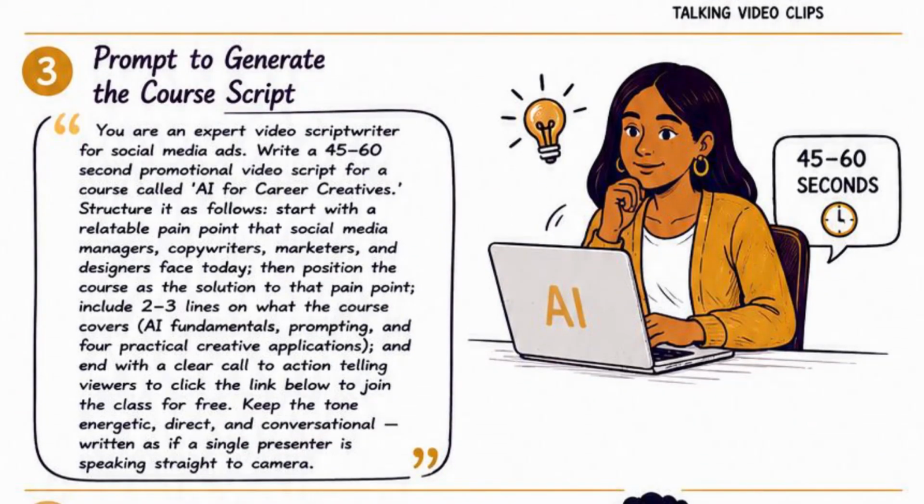Here is a prompt to generate the course script. You are an expert video script writer for a social media ad. Write a 45 to 60 second promotional video script for a course called AI for Career Creatives. Structure it as follows. Start with a relatable pain point that social media managers, copywriters, marketers, and designers face today. Then position the course as a solution to that pain point. Include 2 to 3 lines on what the course covers, AI fundamentals, prompting, and 4 practical creative applications, and end with a clear call to action telling viewers to click the link below to join the class for free. Keep the tone energetic, direct, and conversational, written as if a single presenter is speaking straight to the camera.